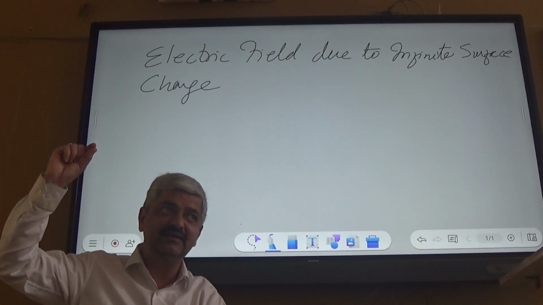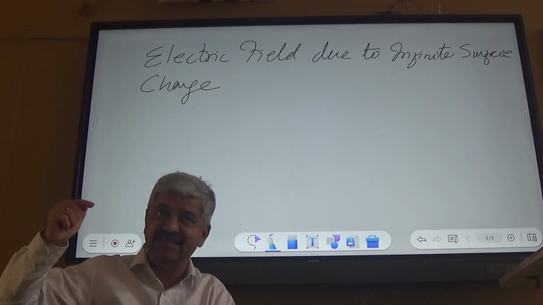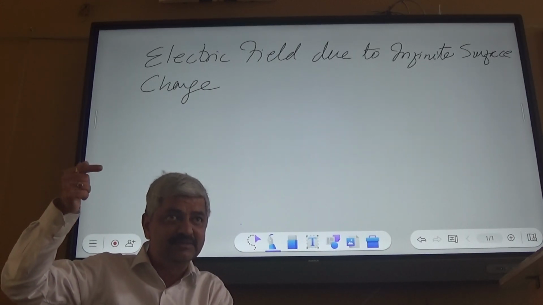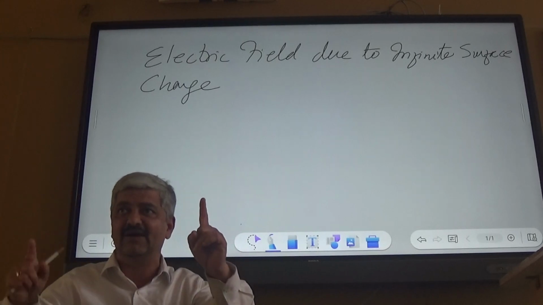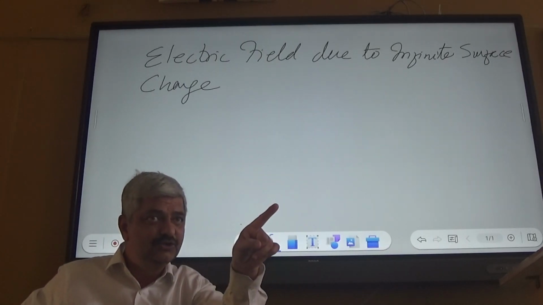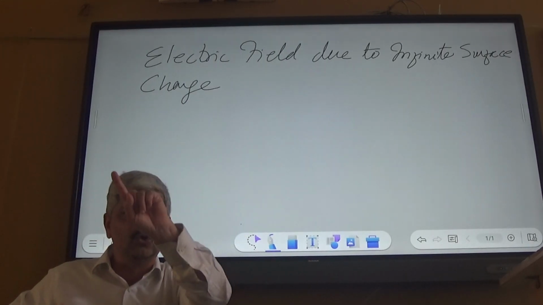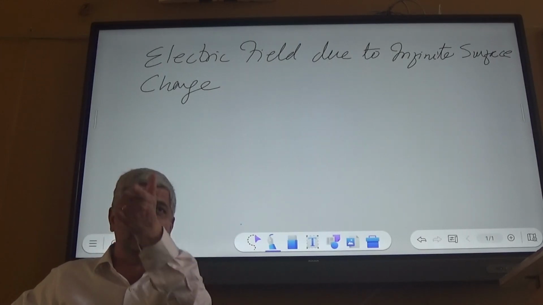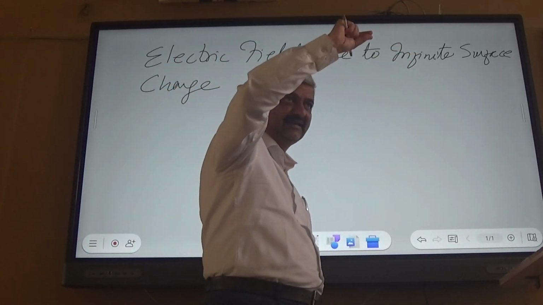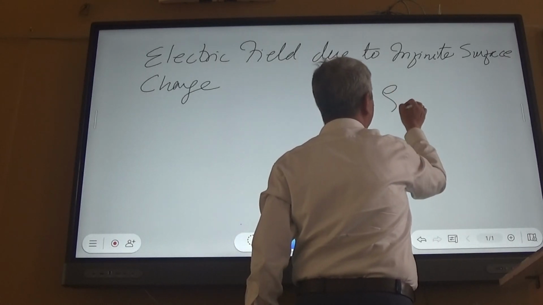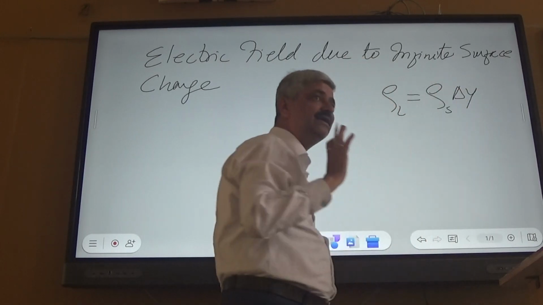Linear charge density is assumed to be the charge present over unit length. So the surface of the strip of unit length with width delta y would be 1 into delta y. Is it right? So the charge over that would be rho s into 1 into delta y, so rho s delta y. All strips are of equal width delta y. So rho L would be rho s delta y, right?